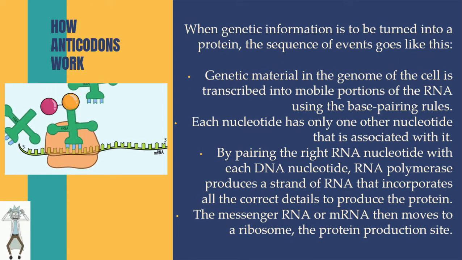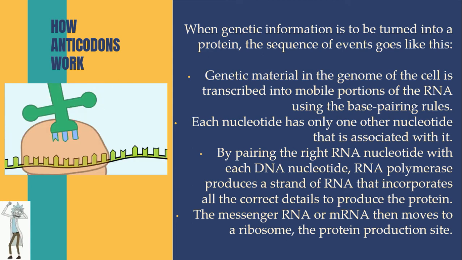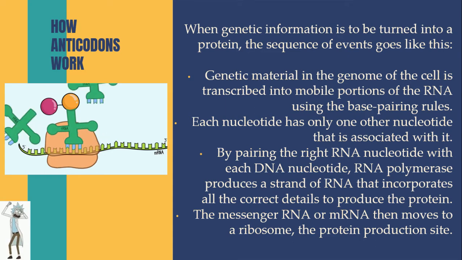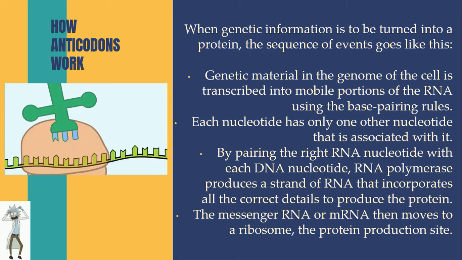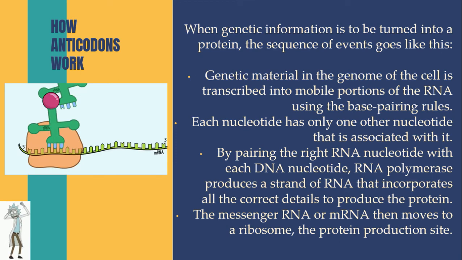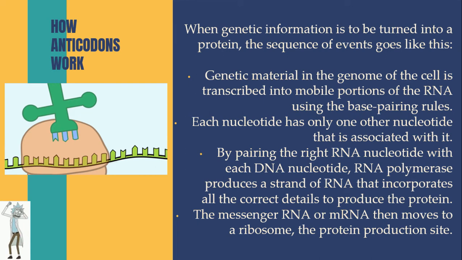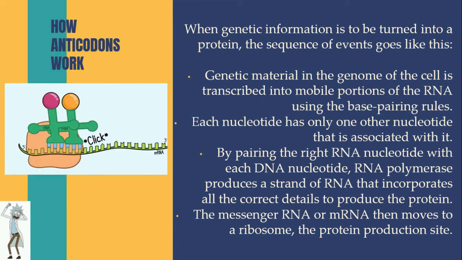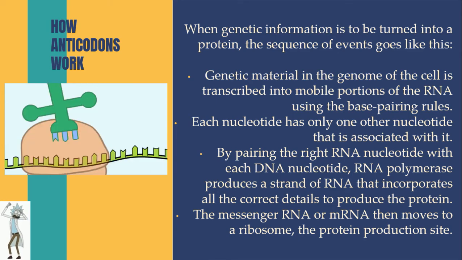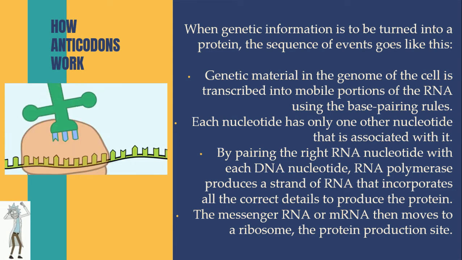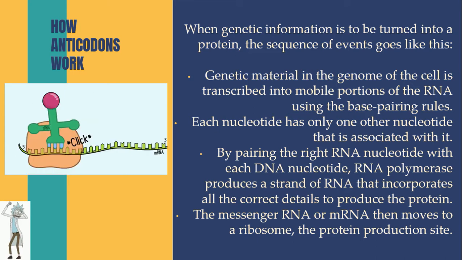So how do anticodons work? When genetic information is to be turned into a protein, the sequence of events goes like this. The genetic material in the genome of the cell is transcribed into mobile portions of RNA using the base pairing rules. Each nucleotide has only one other nucleotide that is associated with it. By pairing the right RNA nucleotide with each DNA nucleotide, RNA polymerase produces a strand of RNA that incorporates all the correct details to produce the protein.